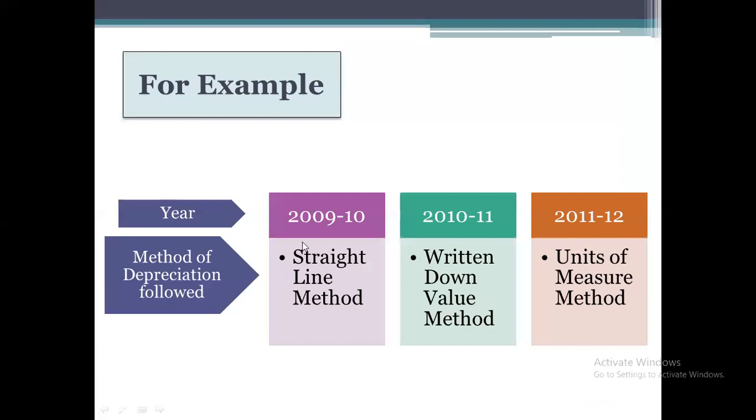Here is the example. First year, I have followed straight line. Second year, I have followed written down value. Third year, I am following the units of measure method. Then I will not have a clear picture. So as per this convention, if you're following any methodology, policy or principle, you should consistently follow that rather than jumping here and there.